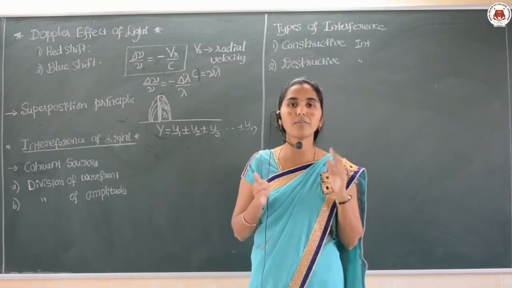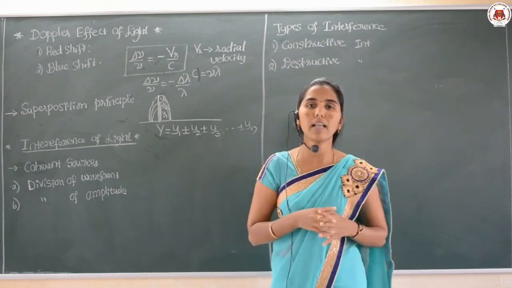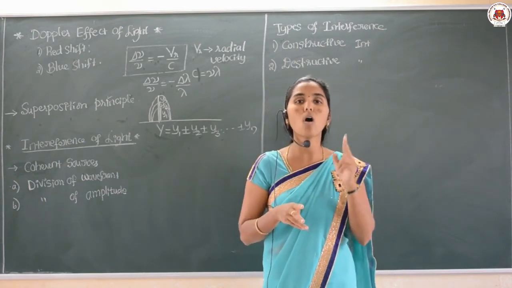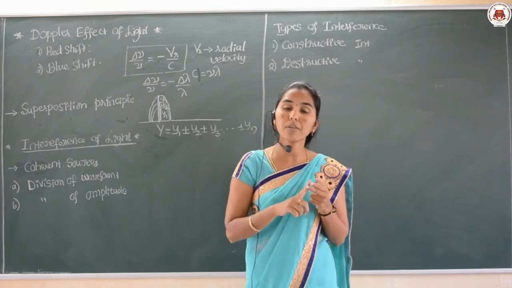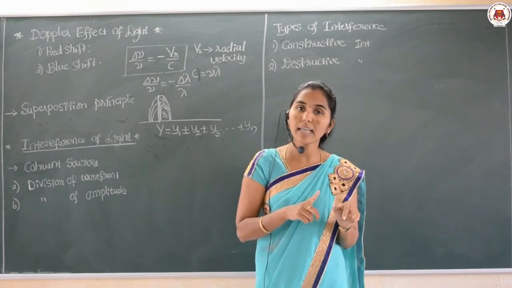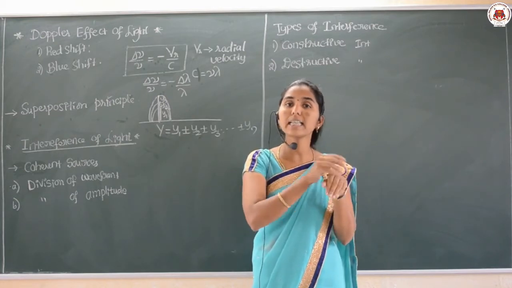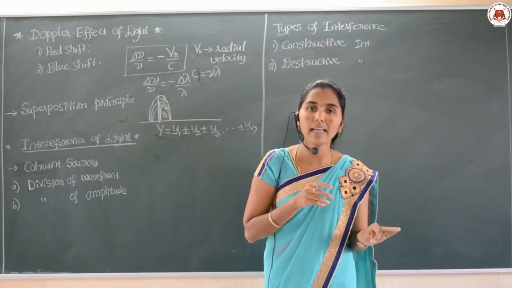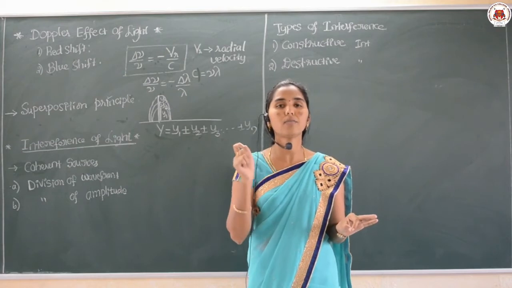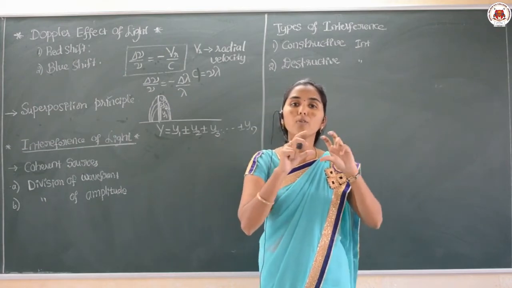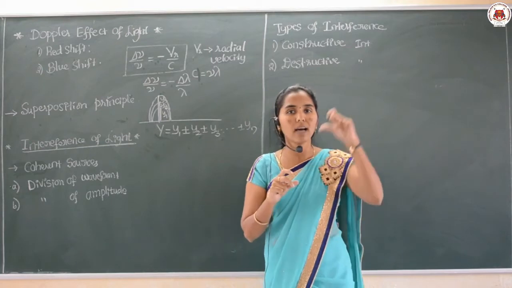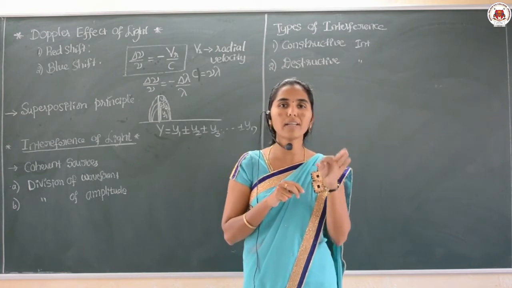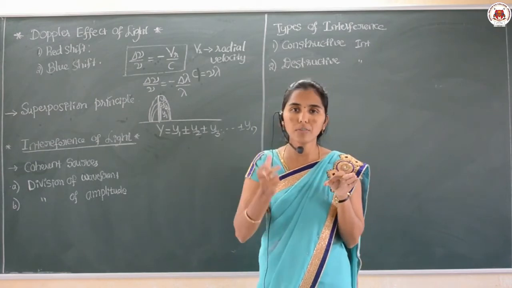What is the interference of light? Interference of light means when two or more light waves of the same frequency and same velocity superimpose each other in the same direction, the redistribution in the intensity of light is called the interference of light. Or you can simplify the definition with another sentence: the modification in the intensity of the light.